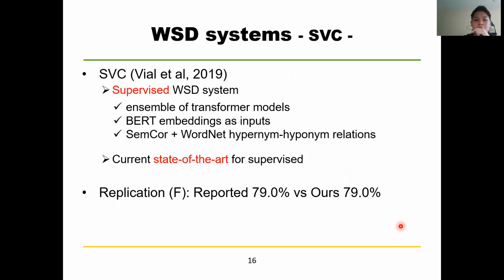And the next system is SVC, which is also a supervised WSD system using an ensemble of transformer models. Their model takes BERT embeddings as inputs as well. And their model is trained not only on SemCor, but also with additional information from WordNet, such as hypernym relations. Their model sets the current state-of-the-art results for supervised systems. And by using their pre-trained model checkpoints, we could replicate their results.